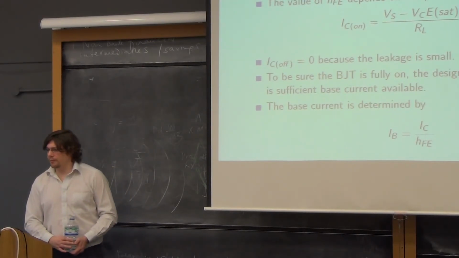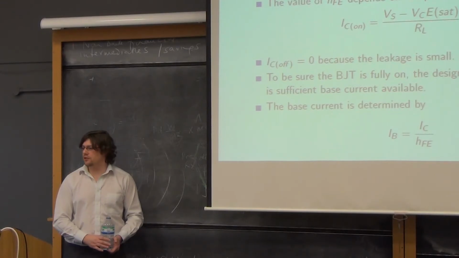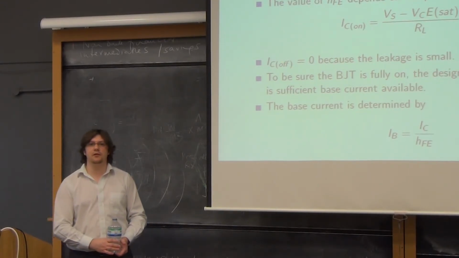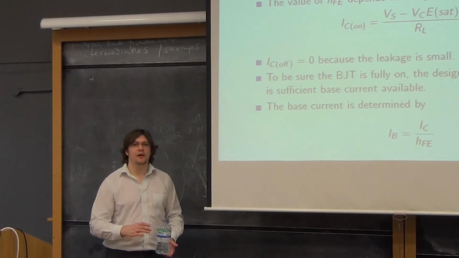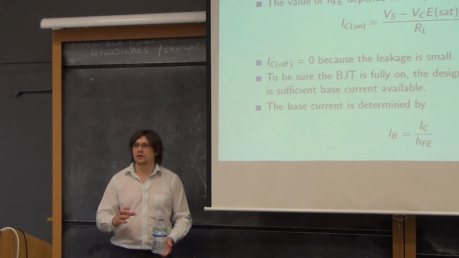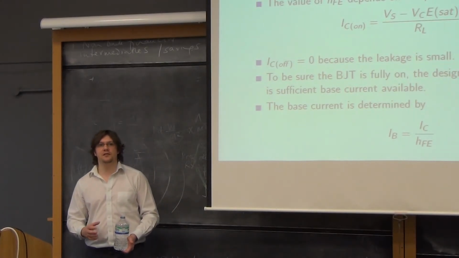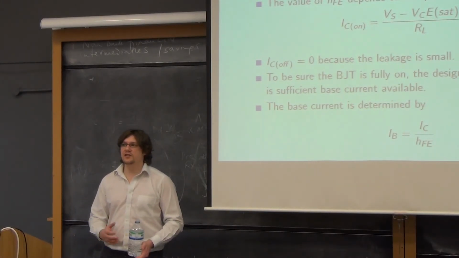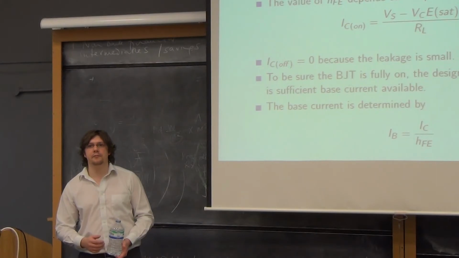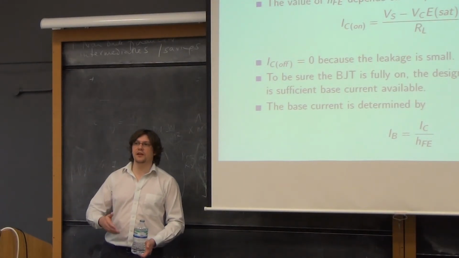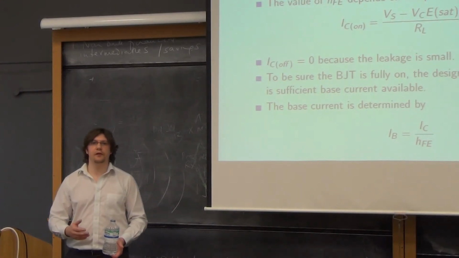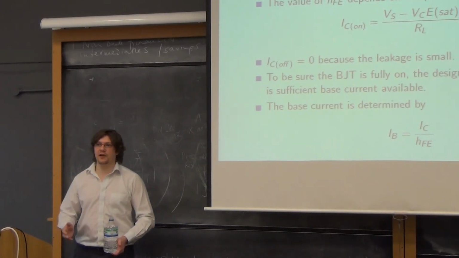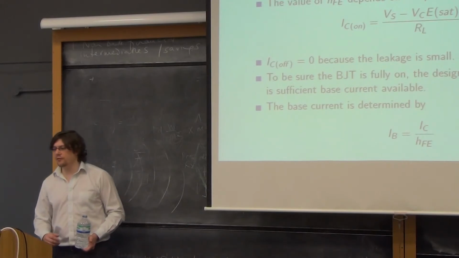So to be sure that the bipolar junction transistor is fully switched on, the designer must ensure there is sufficient base current available. So you're going to provide VBE, and you've got to make sure that whatever you're using to provide VBE, so it could be a voltage source, is capable of supplying sufficient current. If it isn't, you won't be able to get big enough VBE to turn on the transistor, or you might turn it on a little bit, and if you do that, it could dissipate an awful lot of power. So you've got to make sure there's enough current available.